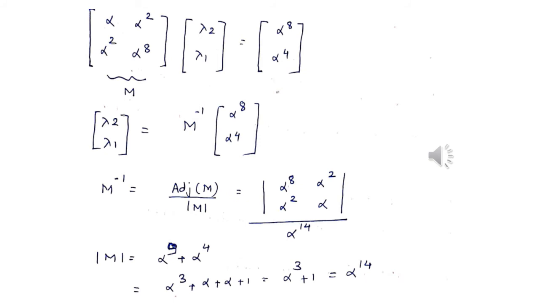If you calculate this adjoint of M, it will be alpha raised to 8, alpha square, alpha, and the determinant of M will be cross multiplying alpha into alpha raised to 8, which is alpha raised to 9, and alpha square into alpha square, so alpha raised to 4. If you put the values of alpha raised to 9 and alpha raised to 4 from the table of primitive elements, you get alpha raised to 14. So you have adjoint of M, which is the numerator, upon the determinant of M, which is alpha raised to 14.